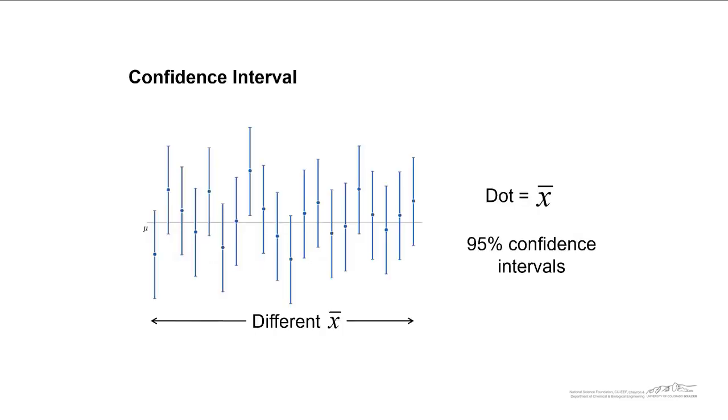Another way of looking at this is shown here. If we don't know mu, 19 out of 20 times, mu would be contained within that confidence interval. So these are 20 different samples. Only one of these out of the 20 contains a mean that's not in our 95% confidence interval. So just keep that in mind. Occasionally, mu will not be within your confidence interval.